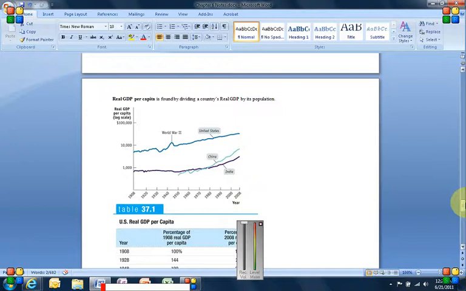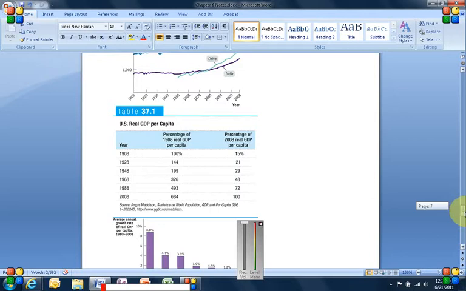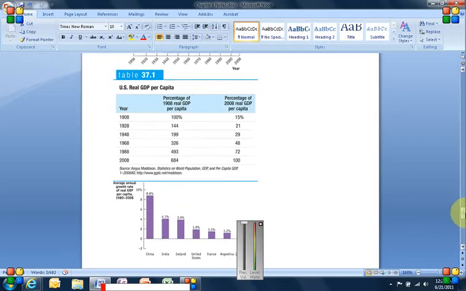We can even take it a step further and calculate real GDP per capita, which is real GDP per citizen in a country. And there's all kinds of interesting information out there, not just about individual countries, but comparing countries. So here's real GDP per capita going back about 100 years, comparing the United States, China, and India. Here's the United States real GDP per capita as we can compare it from 1908 to 2008.